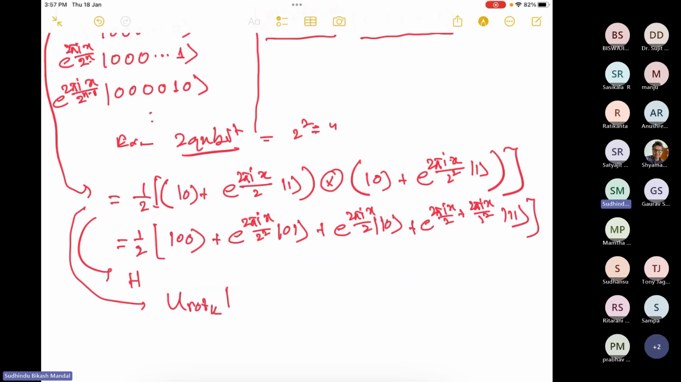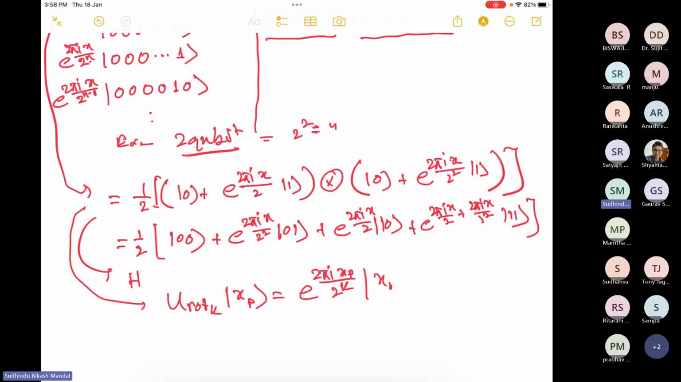What is that? If we apply U rot K over any operator, maybe xp, then it will return e to the power 2 pi i xp by 2 to the power k of xp. You don't need to mention this xp here; this one is xp, and according to 0 or 1, it will come. So if it is a 0 state, it will vanish, and if it is a 1, okay, better to write this, otherwise it will be misleading.